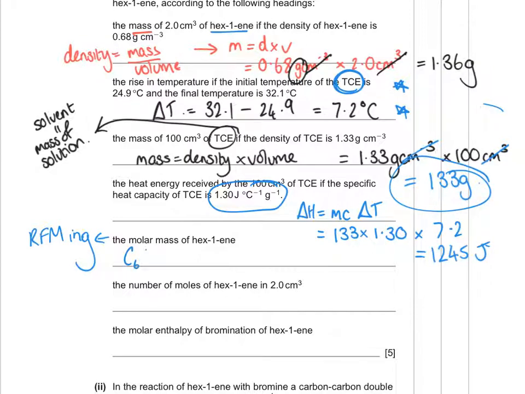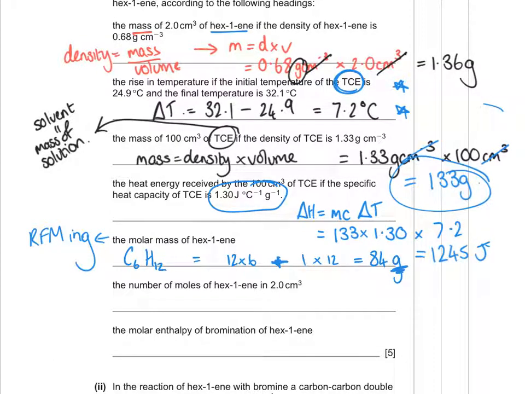Hexane is going to be C6H12 because it's an alkene. So that's going to be 12 times your 6 carbons. And 1 is your mass of hydrogen, and you have 12 of them. So just adding those together, and you should get 84 grams. You need your unit of grams there, because it asks for molar mass as opposed to the RFM.